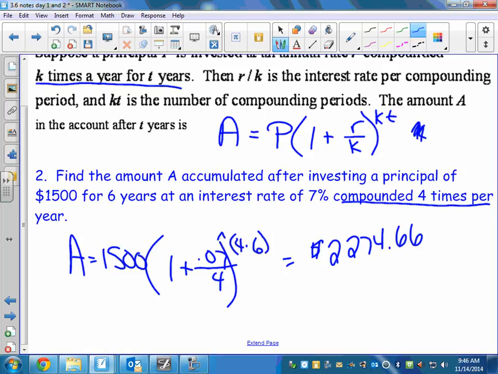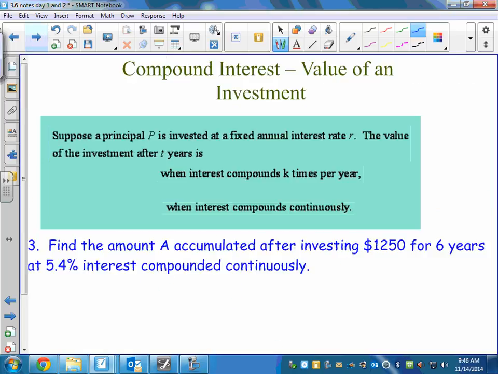Alright, one more formula today. I feel like I could have just started with this one, but this is kind of summing it all up. So if you have a principal invested at a fixed annual rate, then the value of the investment after T years, you have one of 2 options. One is what we just did. If it's compounded K times per year, we're just going to write it again. A equals P times 1 plus R over K to the K T power. But we also have something called continuously compounded interest.